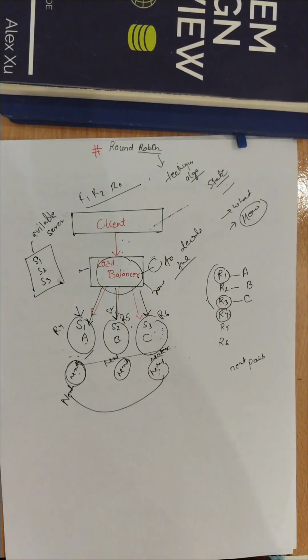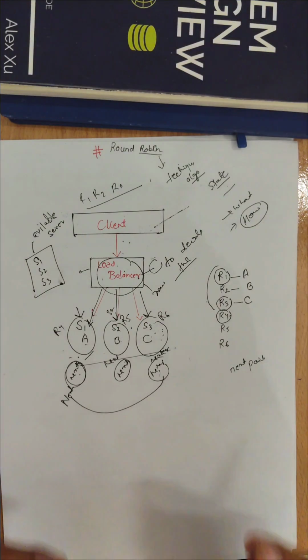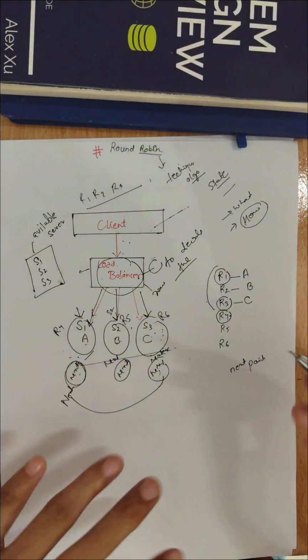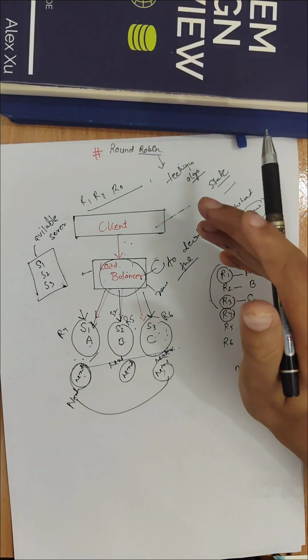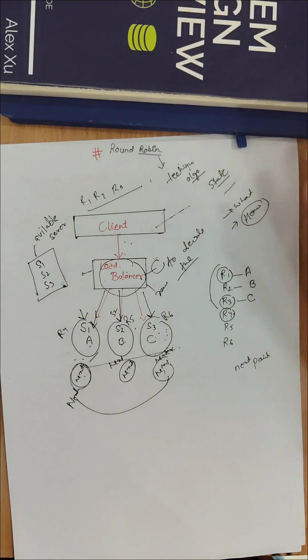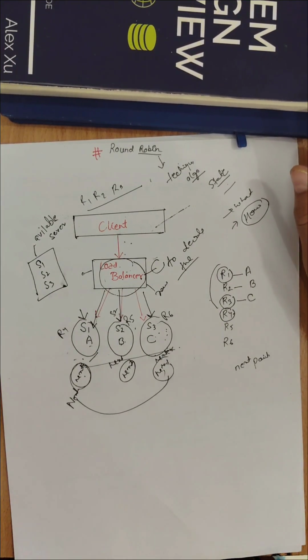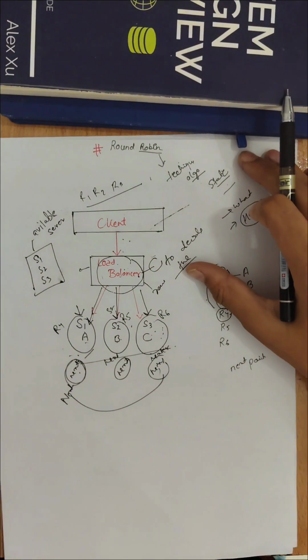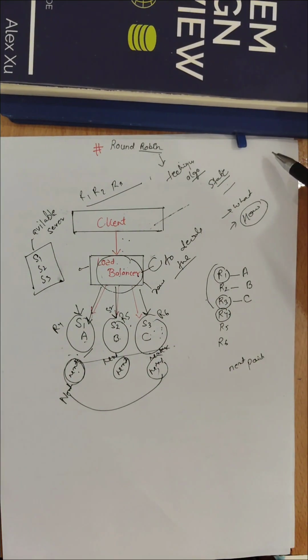So I hope you understood this point. This is the whole concept of round robin. Round robin is basically used to distribute the data among the servers. It is also used in DNS, and in CPU and operating system concepts as well. We'll discuss that in another video. But till now, I hope you understood what round robin is and how it works.